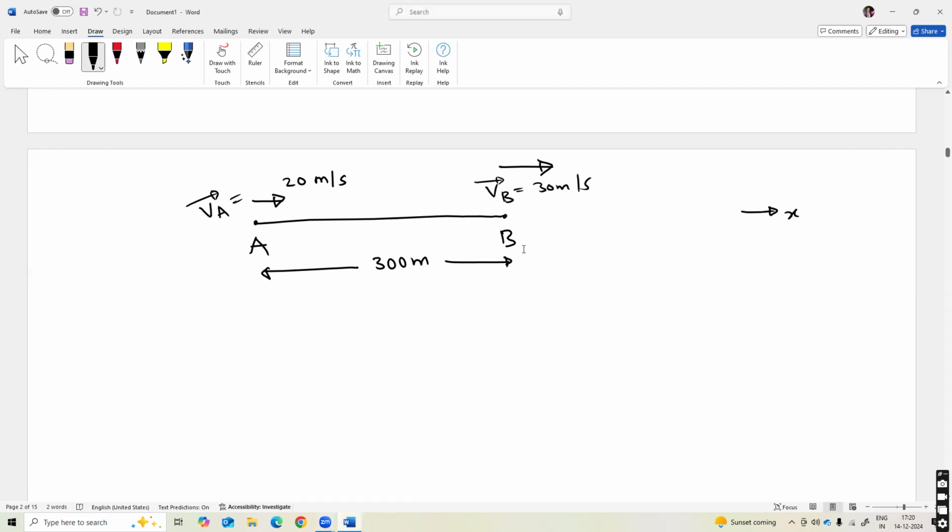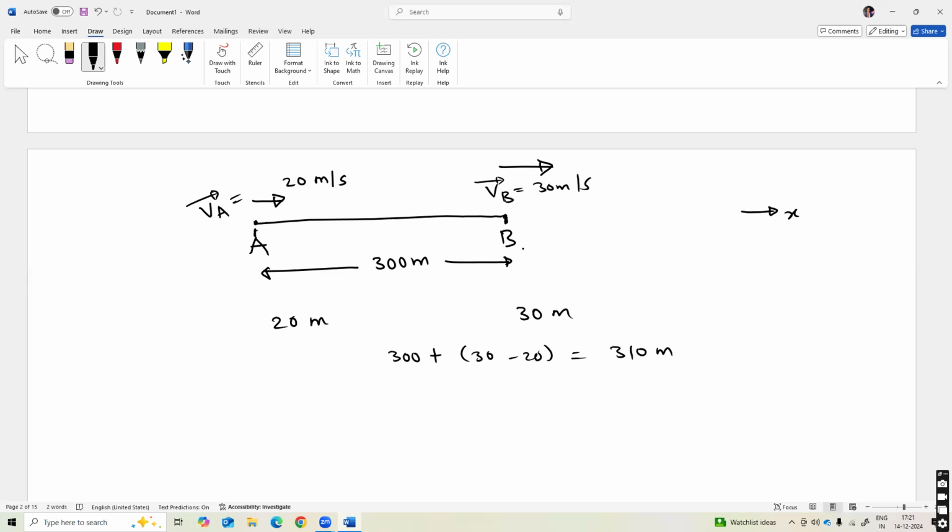Okay, so if A is moving towards the positive X direction at 20 meters per second, after 1 second it will move 20 meters from its position, whereas B will move 30 meters from its initial position. So the distance between A and B will become 300 plus 30 minus 20, so it will become 310 meters after 1 second.